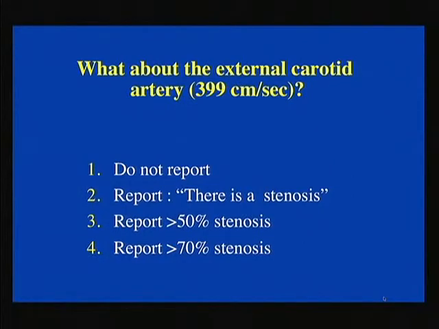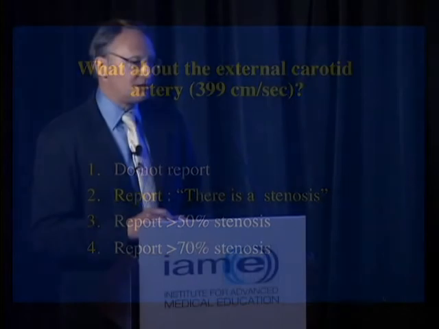Now, here's the irony of this. You ready for this? There is a stenosis. There are no velocity criteria out in the literature that are consistently applied to the external carotid artery. However, it's a key piece of clinical information to complement the evaluation. Very often, a patient will present with a carotid bruit, and the bruit could have been generated from the external carotid artery, and the internal is completely normal. The clinician needs to know this.